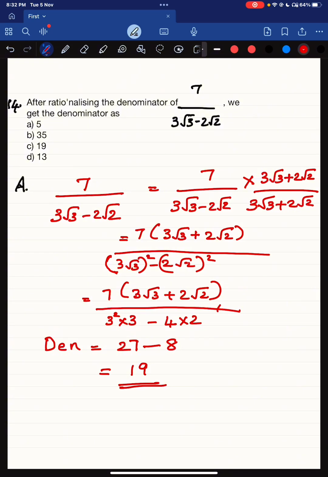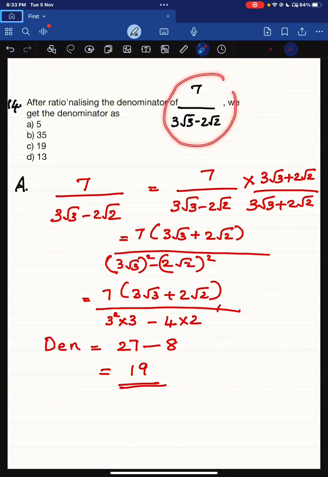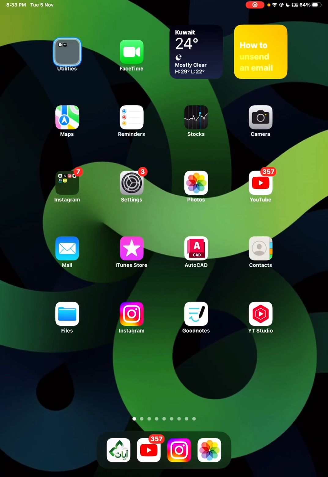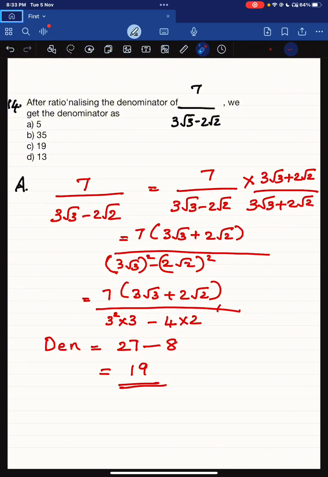What is the question? After rationalizing the denominator of 7 by 3 root 3 minus 2 root 2, we get the denominator as... So, first, we have to rationalize this 7 by 3 root 3 minus 2 root 2, right? And find what is the denominator. So first we can rationalize. How we will rationalize this?